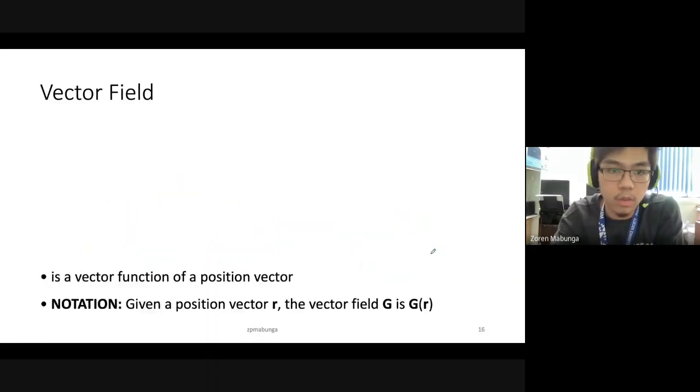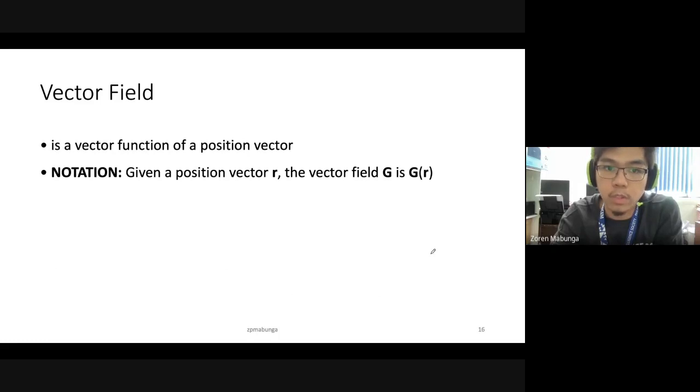Okay, so for vector field, katulad ng nabanggit ko kanina, vector field is basically a vector function of a position vector. So yung notation natin dito, halimbawa, given tayo ng position vector, so ang tinutukoy natin ditong position vector is kapag halimbawa, given ako ng certain point, di ba kanina, diniscuss natin position vector.